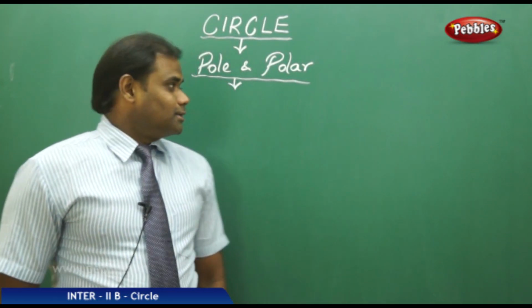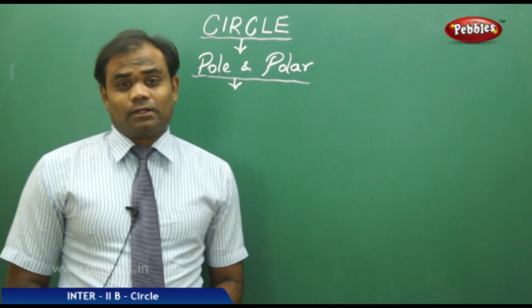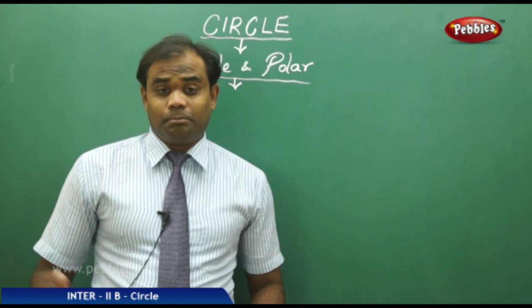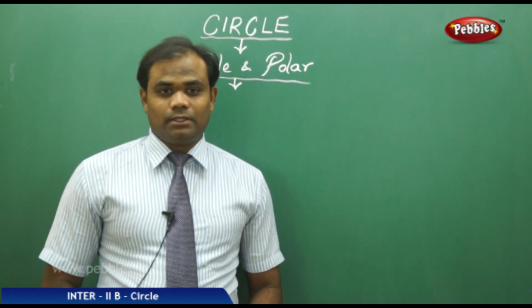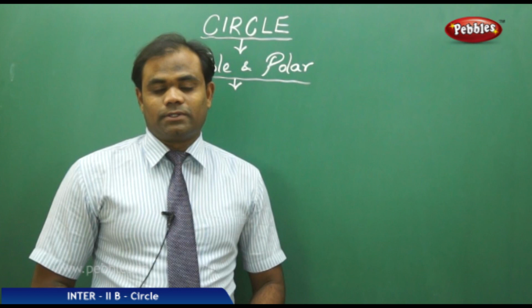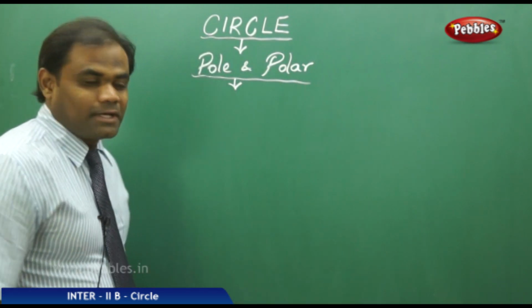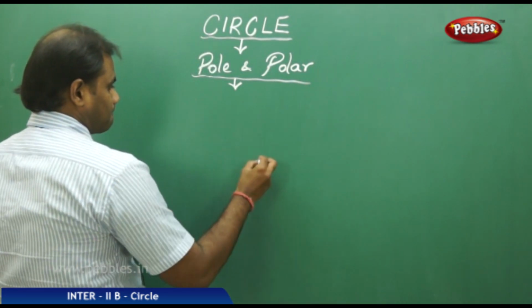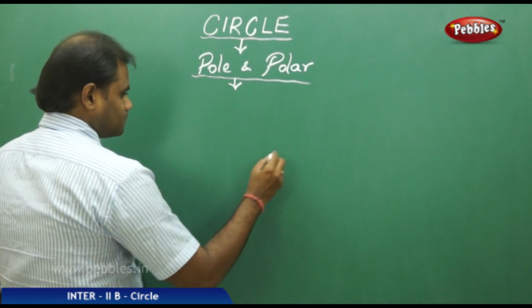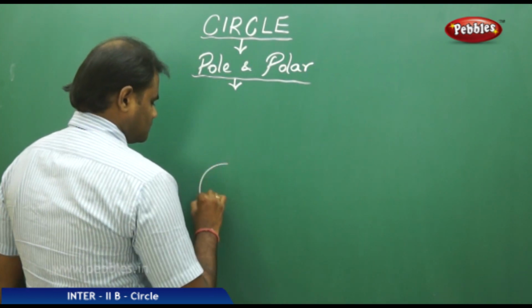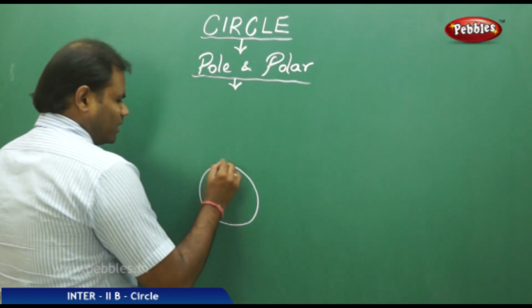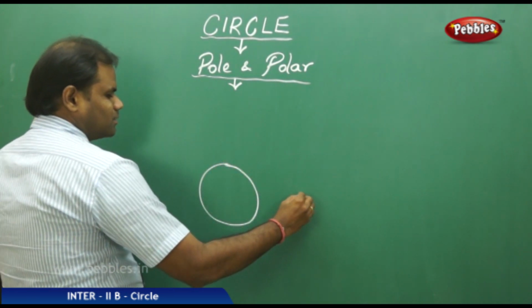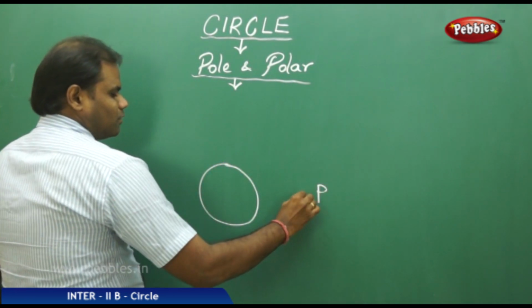Now let's see the pole and polar of a circle. So what is a pole and a polar for a circle is the topic we're going to discuss for today. So now imagine I take a circle where I take a point P somewhere in the plane.